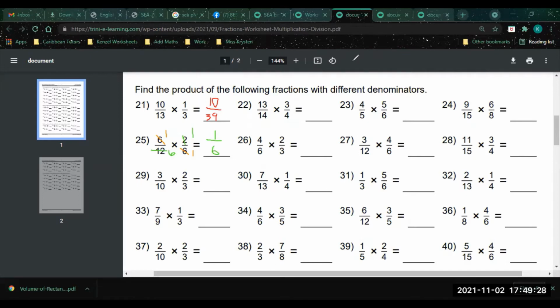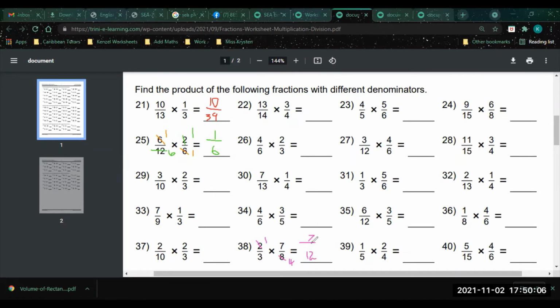Let's look at number 38 down here. You look at your diagonals. 3 and 7 actually have nothing in common, so you can't reduce anything there. And then 2 and 8, the highest common factor between 2 and 8 is 2. So 2 could go into 2 one time, and 2 could go into 8 four times. Then you multiply the numerator with the numerator and the denominator with the new denominator. So 1 by 7 gives you 7, and 3 by 4 gives you 12. So your answer here would be 7/12.